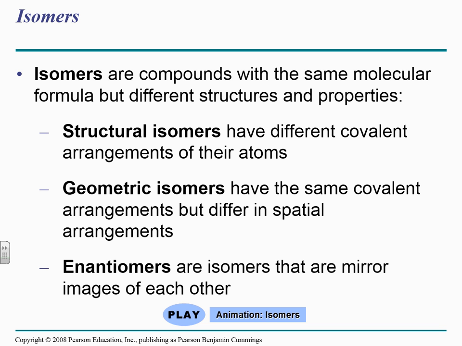Geometric ones have the same covalent arrangement, but different in spatial. I'll show you that in a second. And the enantiomers are isomers that are mirror images of each other.